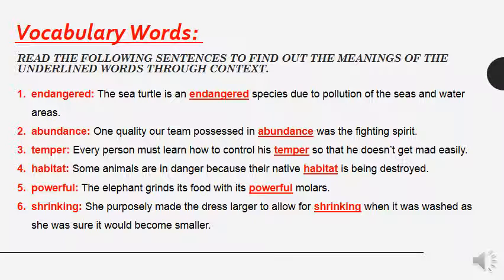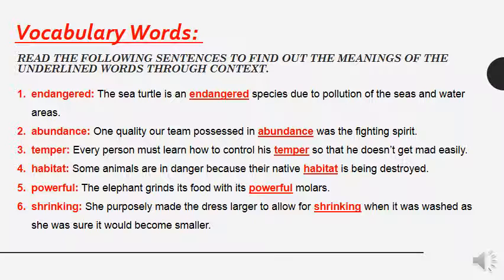The first word that we have is endangered. The sea turtle is an endangered species due to pollution of the seas and water areas. Of course, you all now know what we mean by endangered because we have explained this last week also. And it means when an animal or plant is threatened to disappear, threatened in its existence.